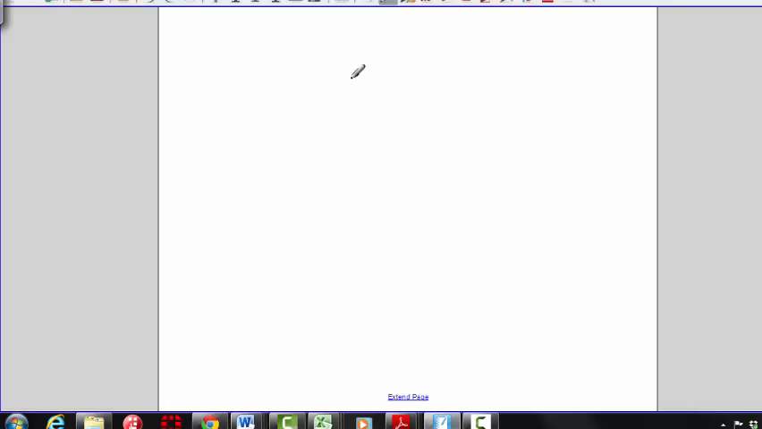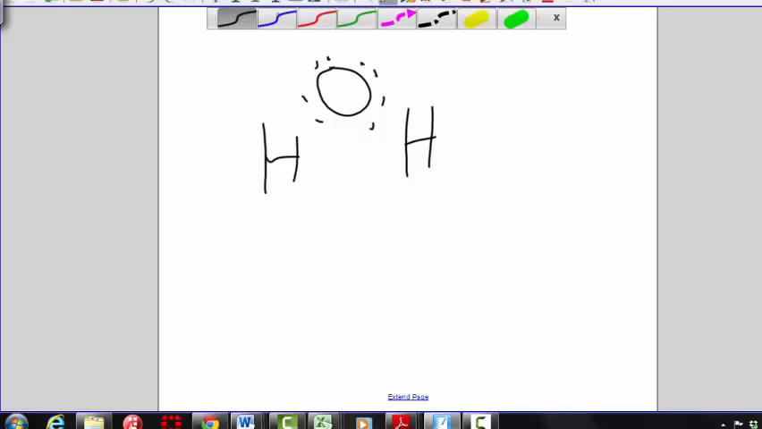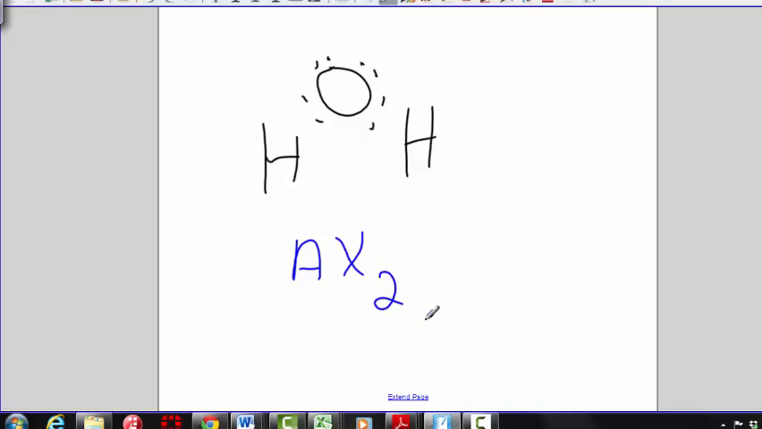Let's think about water. This is the Lewis dot for water. So let's think about what the pattern is. O is the center atom, that's A. I've got 2 H's directly attached, X2. Look at this, I've got 2 lone pairs here on the O. AX2E2. This is why I've always drawn it this way. It's bent. That's the name of that pattern.